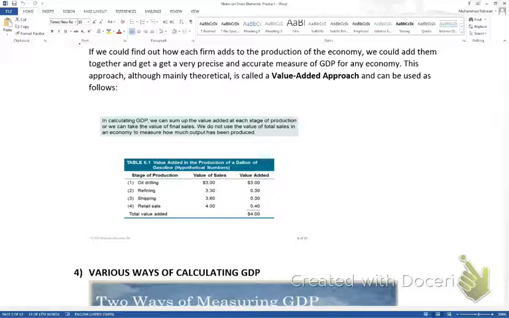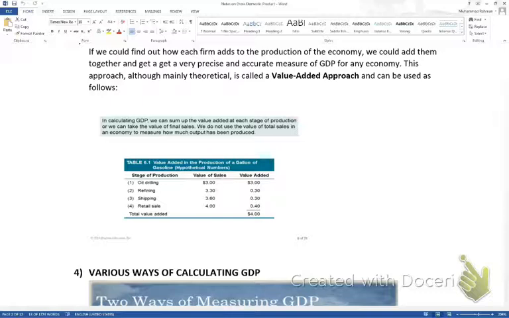So you can see clearly that our retailer is also contributing about 40 cents worth of new services to the economy. When we add up all these different value additions, $3 by our driller, 30 cents by our refinery, 30 cents by our wholesaler, and then 40 cents by our retailer, we see that the total value addition is $4. Now that would be the perfect and ideal way of calculating GDP, by identifying the value addition of each of the producers in an economy.